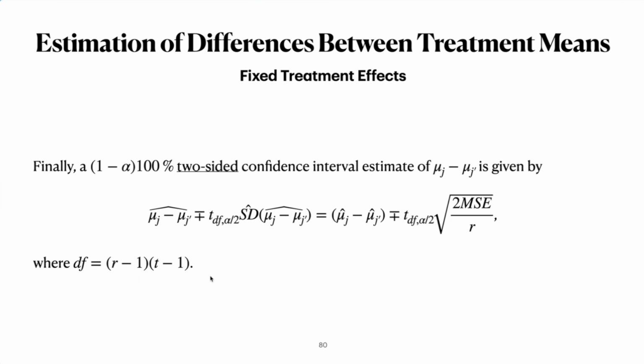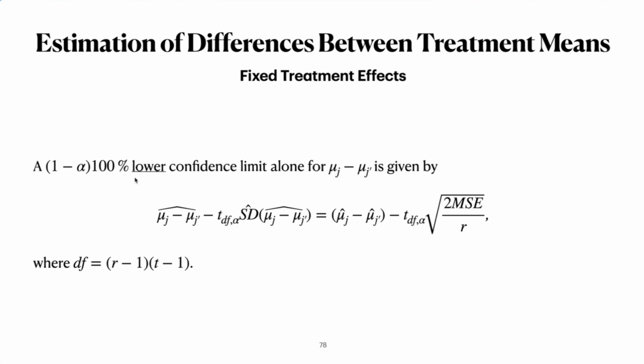If I go back a couple slides, then again, if what we want is a lower confidence limit alone, notice that we do not divide that alpha by 2, and so the interval coefficient here would be the upper alpha percentage point of the t-distribution with r minus 1 times t minus 1 degrees of freedom. And then finally, if what we wanted was an upper confidence limit alone for mu sub j minus mu sub j prime, then again, we don't divide the alpha by 2. So the interval coefficient would be the upper alpha percentage point of this t-distribution with r minus 1 times t minus 1 degrees of freedom.